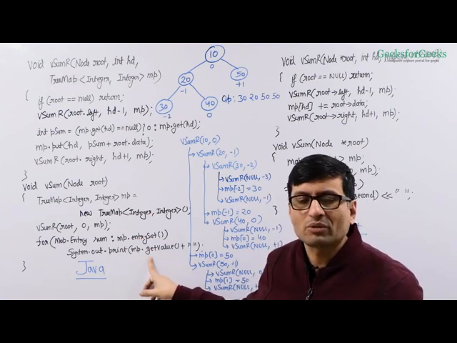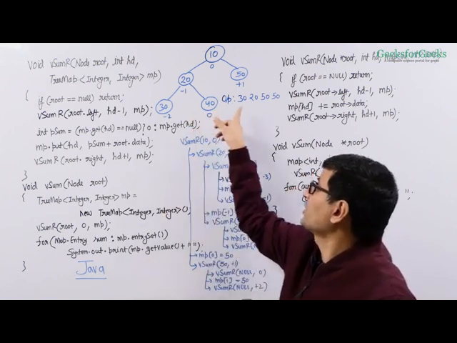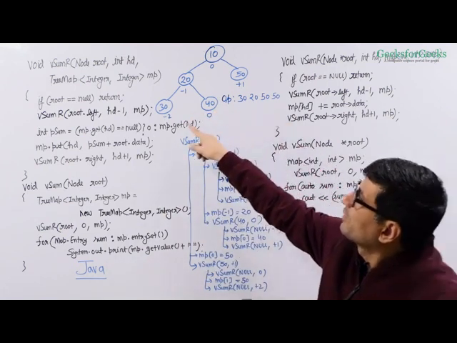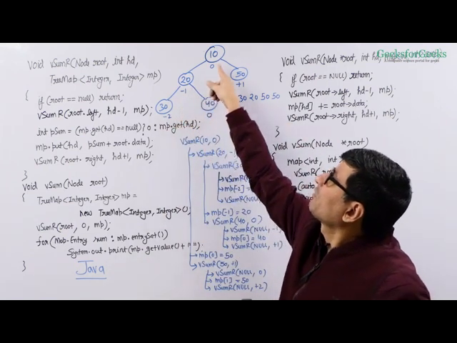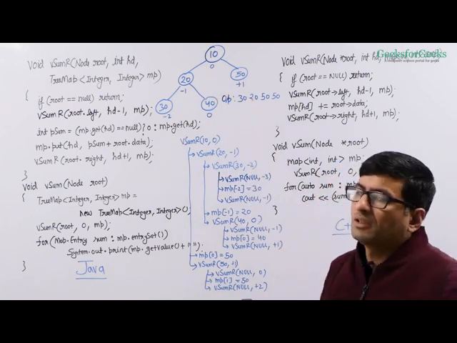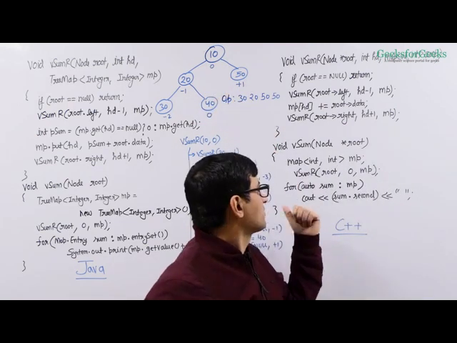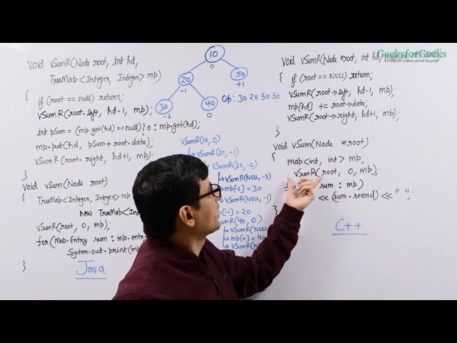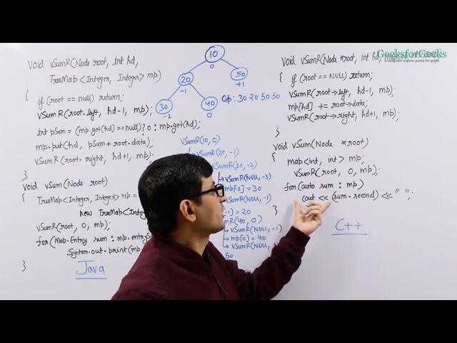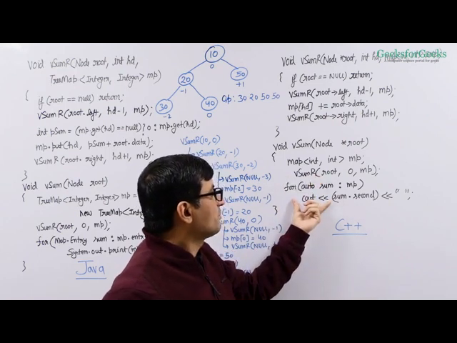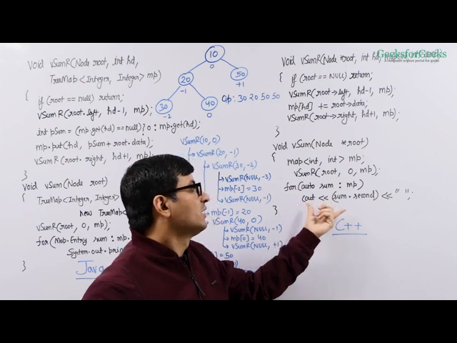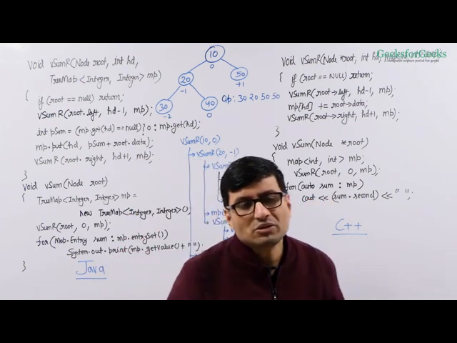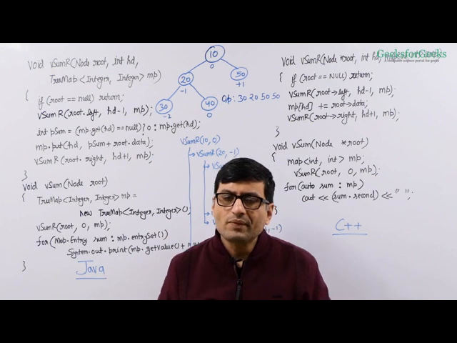Values present in this map, not keys. So for this tree, we are going to get this output: minus 30, 20, 40 plus 10, 50, and then 50. And the same thing we are doing here in the C++ implementation. We first call the recursive function. After calling the recursive function, we simply traverse through the map and print the individual values using sum.second.